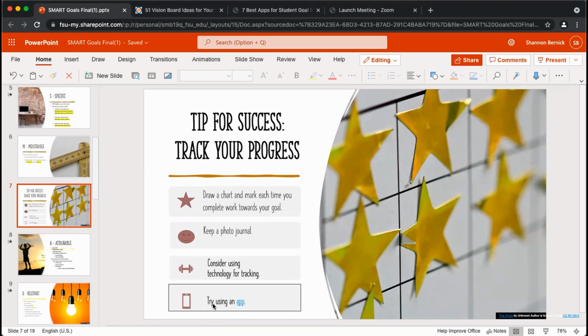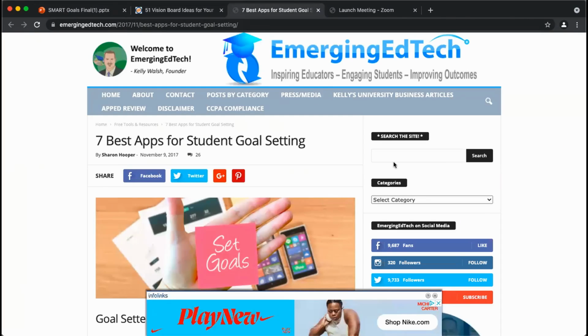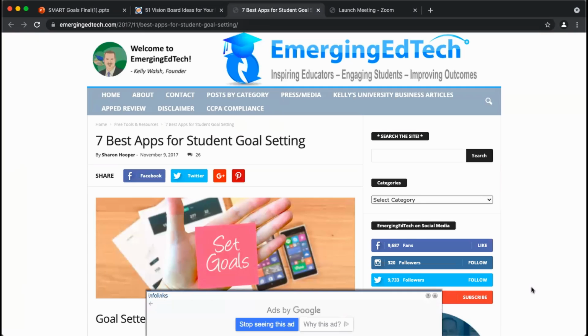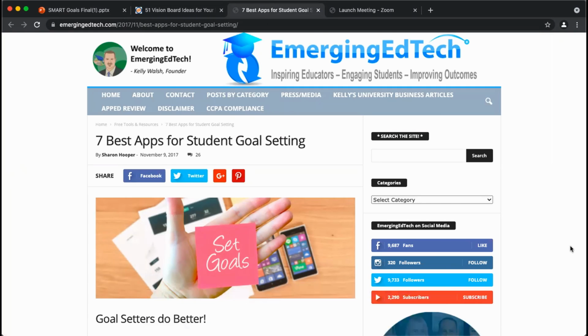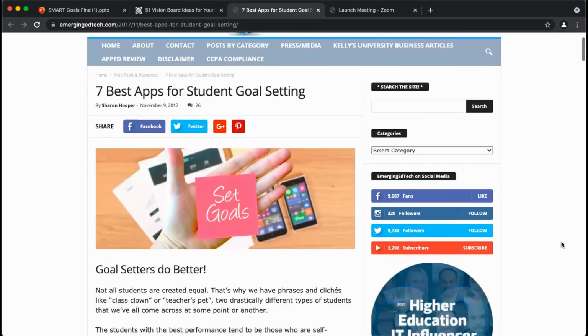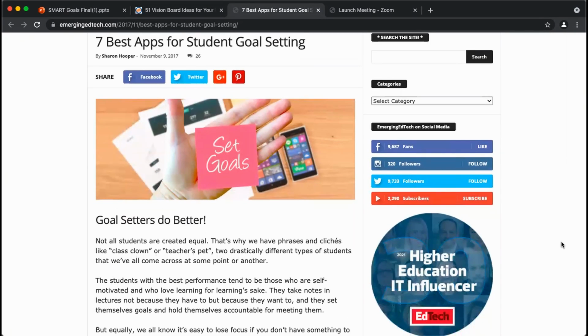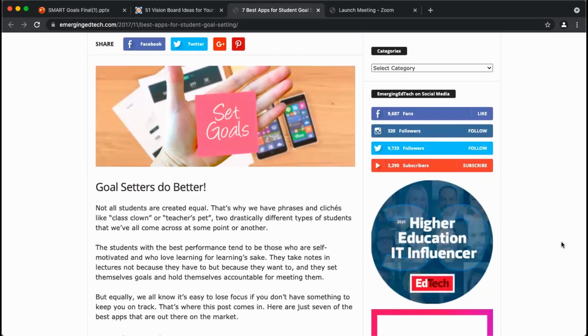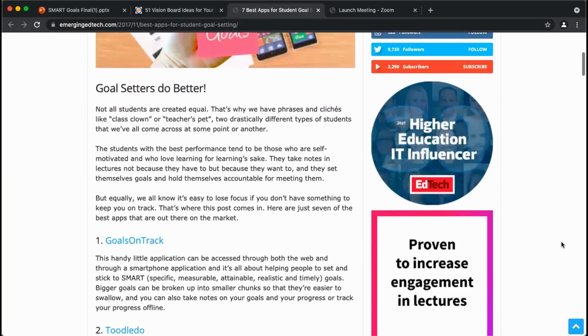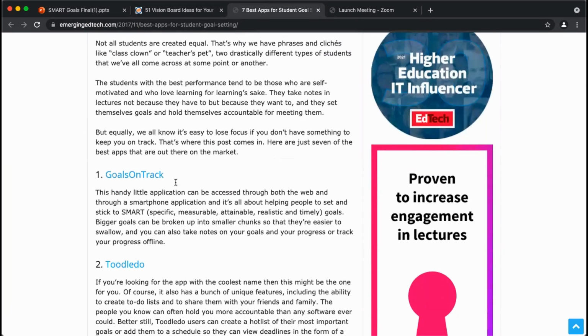Again, if you do like using technology and you don't have a smartwatch, there are a variety of apps that are available, and many of them are free. This is just some that I found through a quick Google search. And as it says here at the start, goal setters do better, which we talked about the research related to that. But one of the great ones that actually uses the SMART method that we're talking about today is called Goals on Track. So you could consider looking at that app to see if it's something that would work for you.